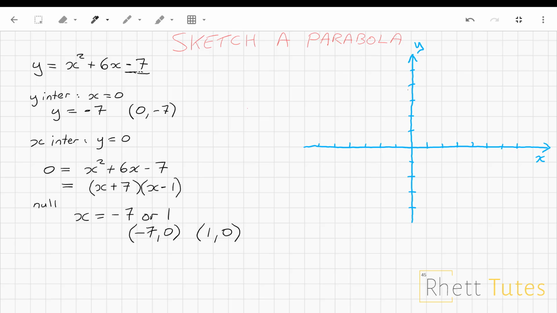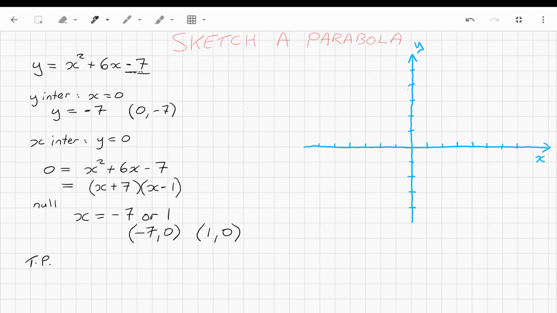Now for the turning point, we can find the halfway point between -7 and +1, and that would be my axes of symmetry. The second way we could do it is to turn the equation into what's called its turning point form by completing the square. And the third way is with calculus, so you might learn this a bit later on, but I can essentially find the derivative and make it equal to 0.